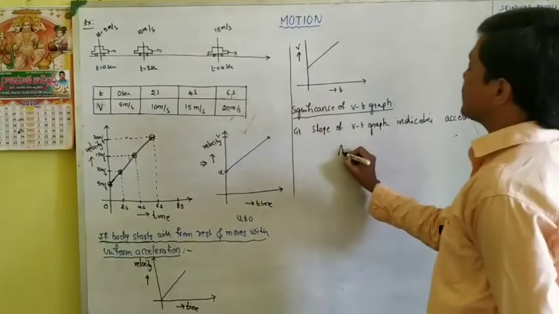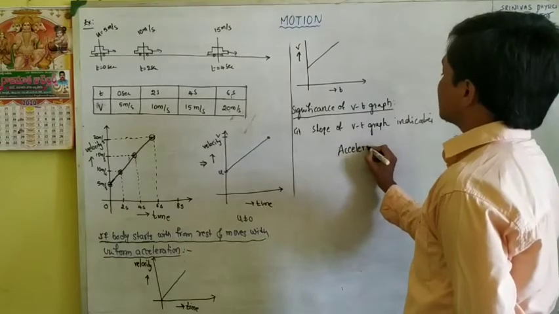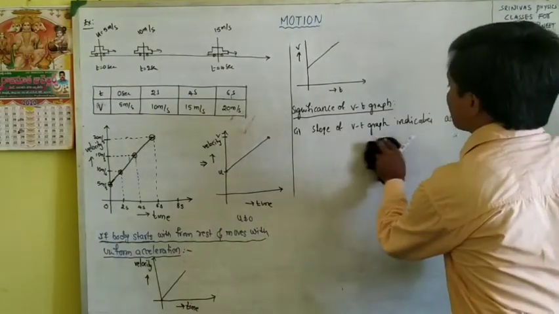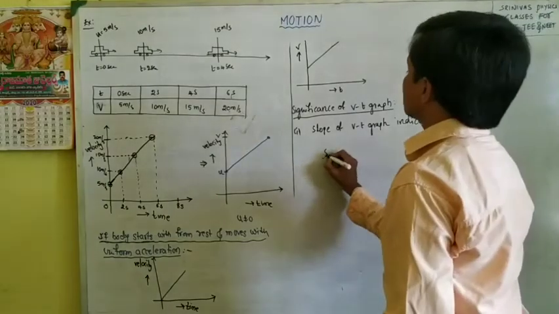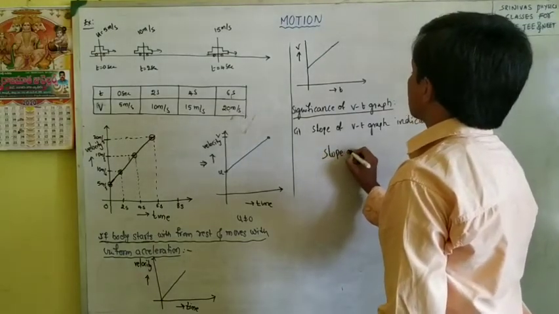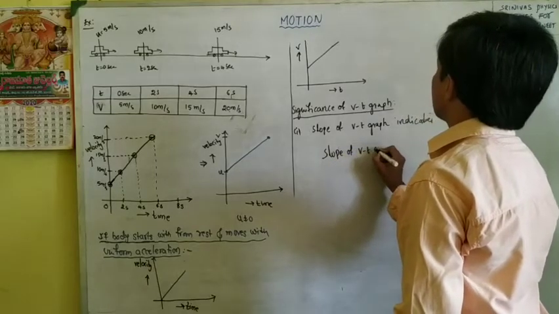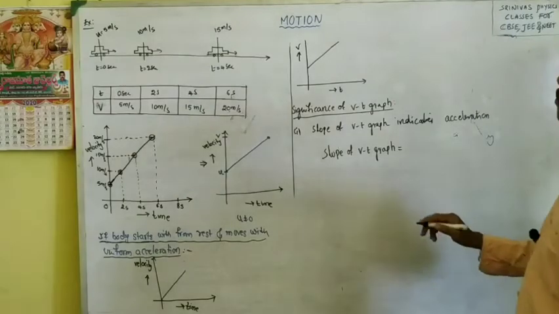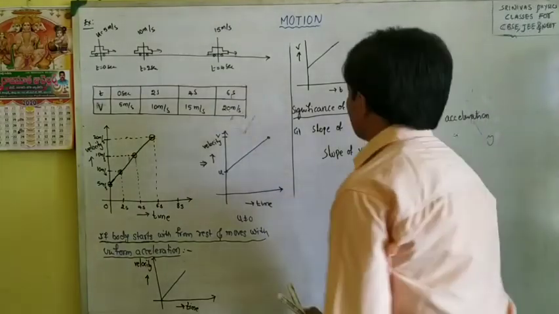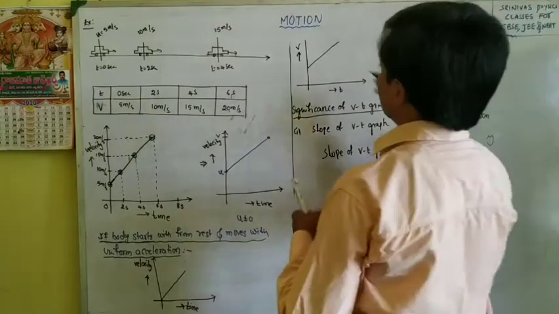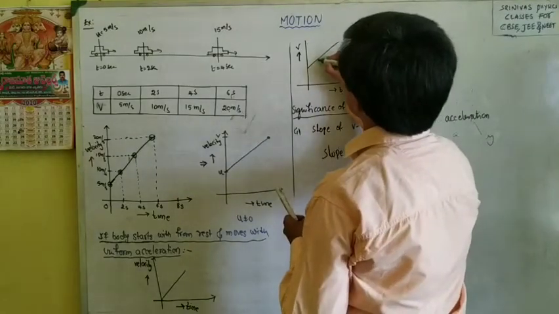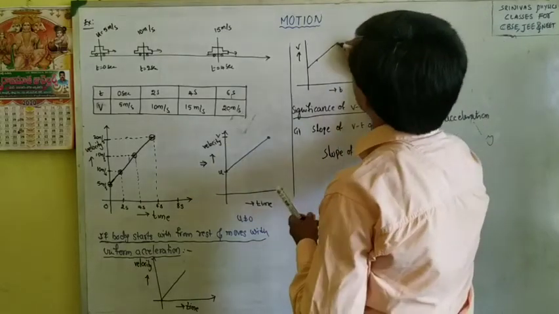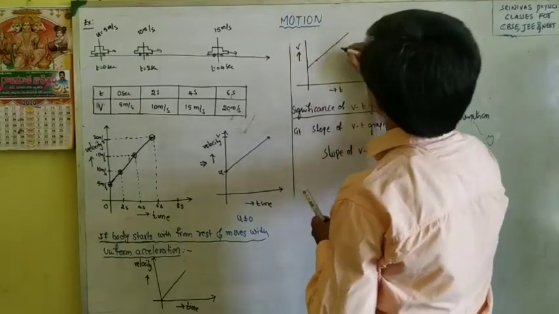Acceleration is equal to... first we can find out the slope, to see whether it will show the acceleration or not. Let us see the slope of the VT graph. How to find the slope? You already know, right? To find the slope, we have to take two points in the graph. This is one point I will take, and another point I will take here.